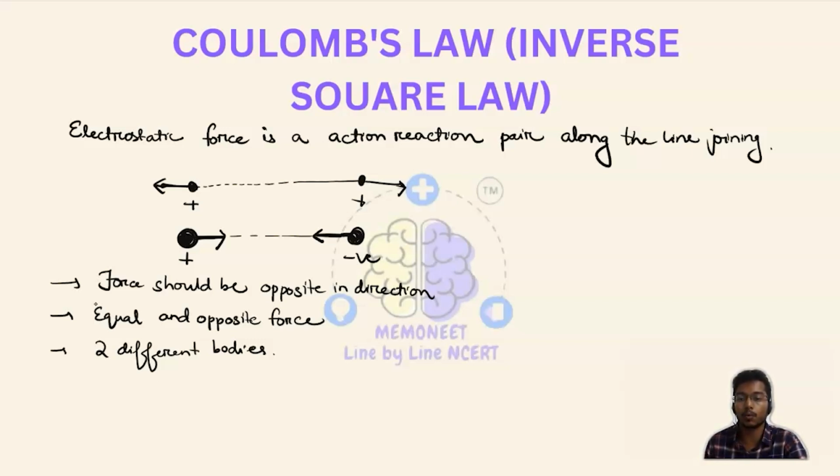What is that? The force should be opposite in direction. Yes, this is opposite in direction in these two cases. Then equal and opposite forces. Here I have mentioned that let's say it is body 1 and it is body 2. The force on body 1 due to 2 and the force on body 2 due to 1 are also equal. And there are two different bodies, the first and the second body, so it is an action-reaction pair.